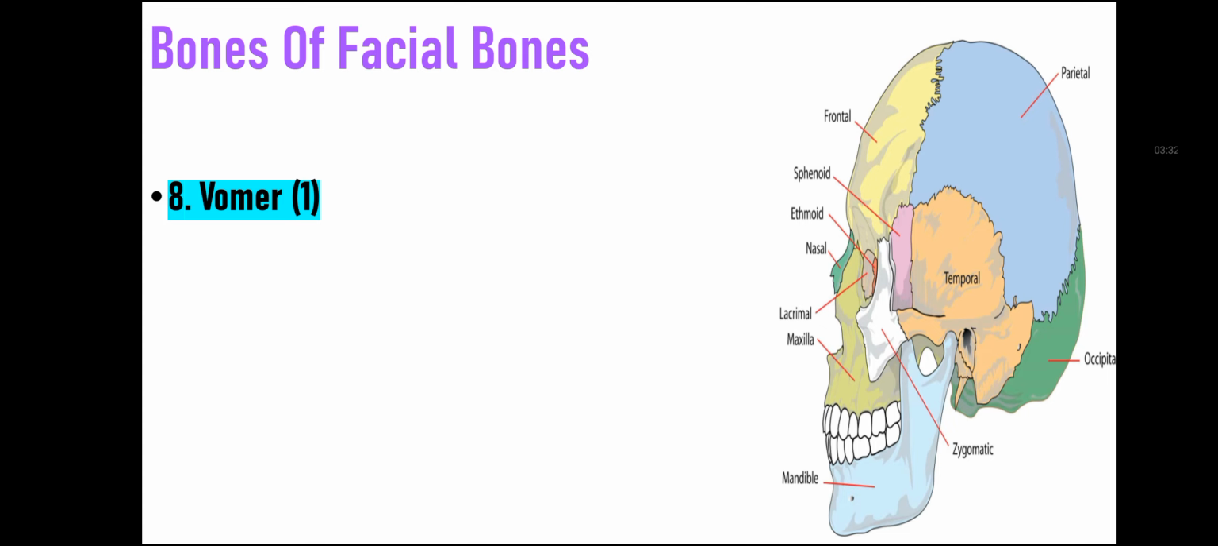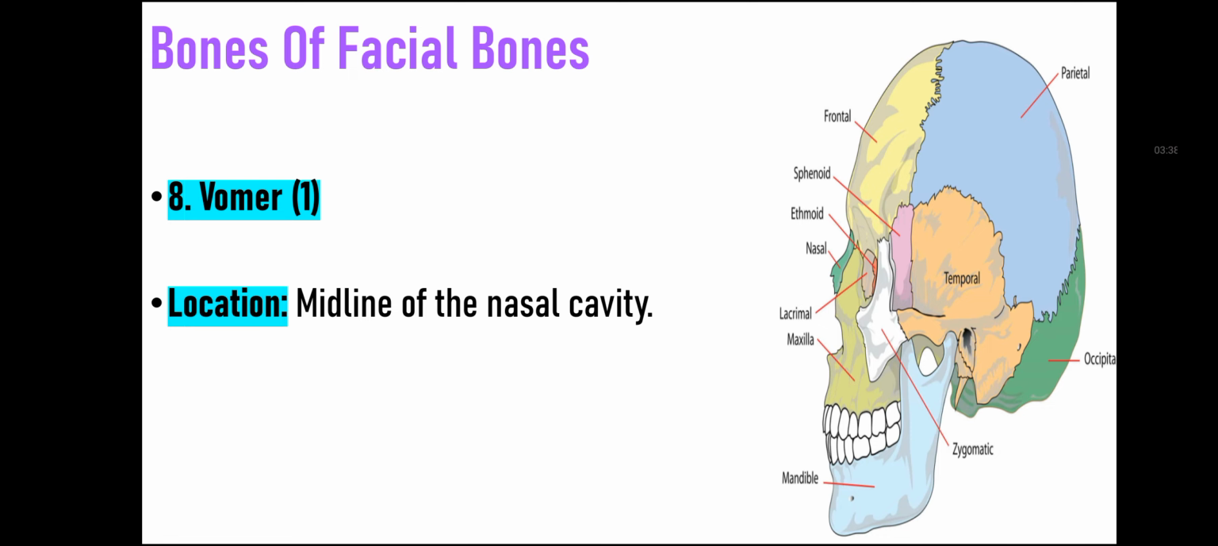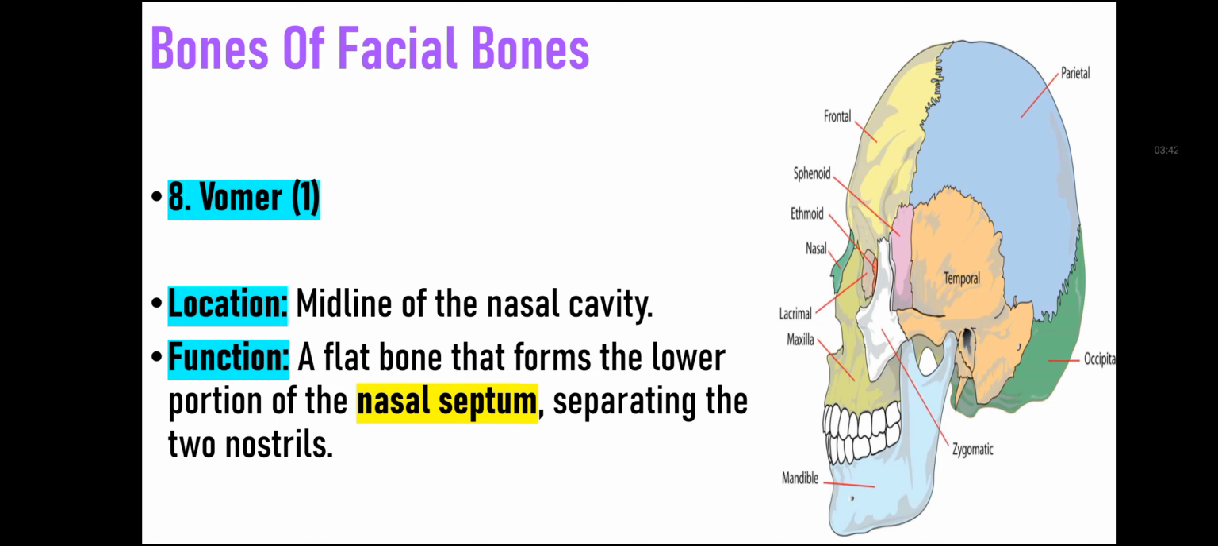Next facial bone is vomer, that is single or unpaired bone, that means there will be one vomer in every skull. Location, midline of nasal cavity. Function, a flat bone that forms the lower portion of nasal septum separating the two nostrils.